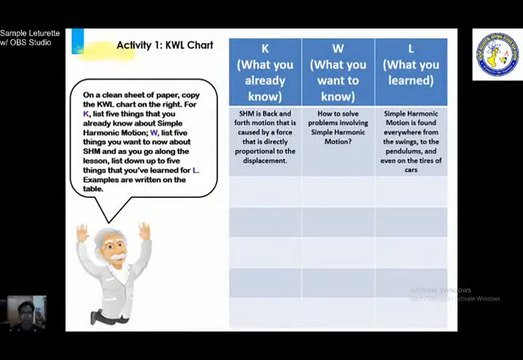So I want you to copy this KWL chart on your MS Word file, which I will be collecting next meeting. You're already given an example of what you can write so that you will have an idea on how to answer the KWL chart. In this case, I'll be needing four things that you already know about the topic, four things about what you want to know, and four things about what you have learned at the end of the topic. Again, I want you to write that on an MS Word file and send the soft copy of the file to me next meeting.